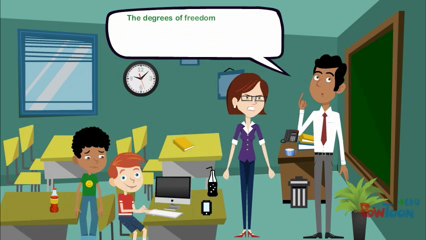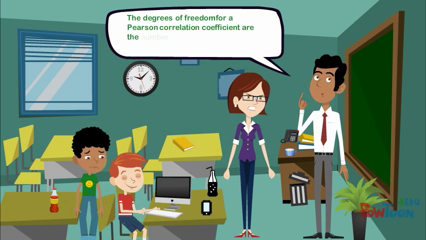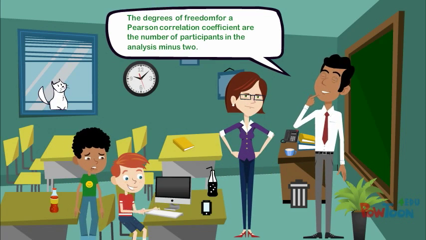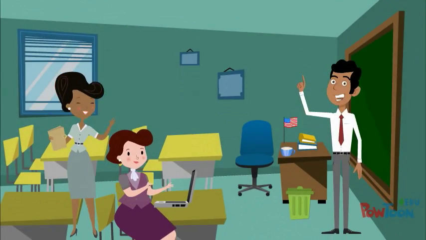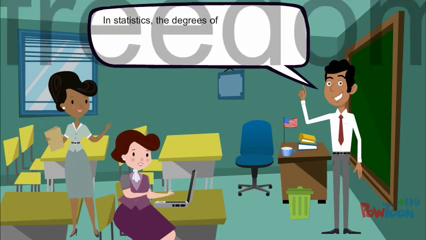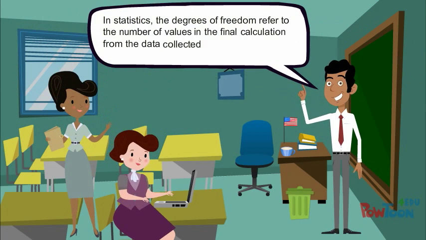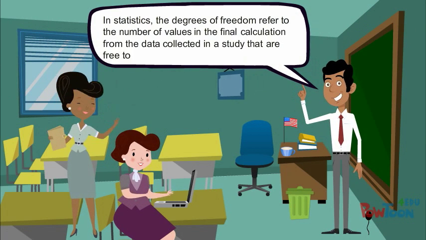The degrees of freedom for a Pearson correlation coefficient are the number of participants in the analysis minus 2. In statistics, the degrees of freedom refer to the number of values in the final calculation from the data collected in a study that are free to vary.